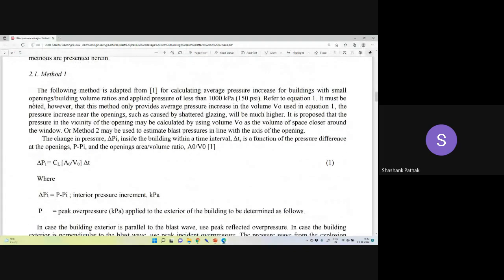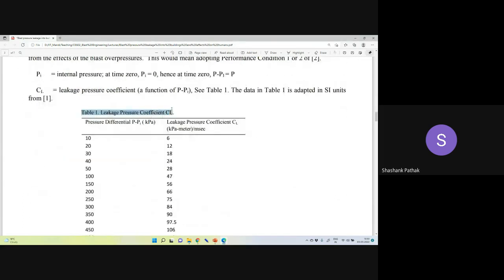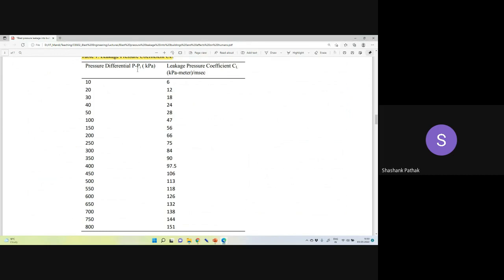So this was your method one that I have explained. I will share this paper and you have to just focus on method one. I will highlight it also. So in this method one, it is the same thing that I have explained. And in table one, you have the leakage pressure coefficient as a function of pressure differential, that is P minus PI, P external minus P internal. With the pressure differential, you have the leakage pressure coefficient CL, right? So this data you can use in computing your CL.